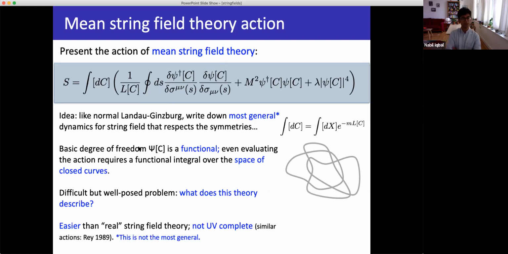So now here's a question. This is a difficult, but it's a well-posed problem. I've just written down for you a theory. What does this theory describe? For the rest of the talk, I will just tell you what this theory describes.